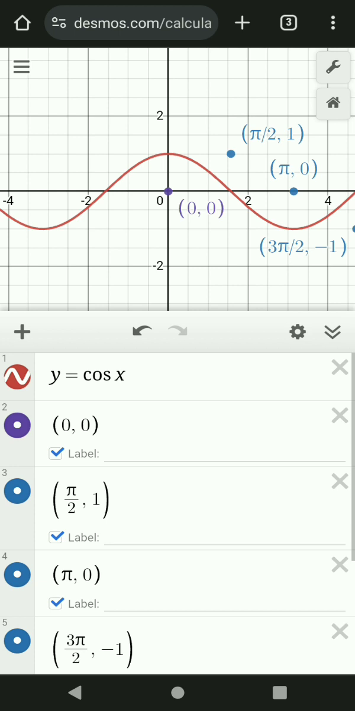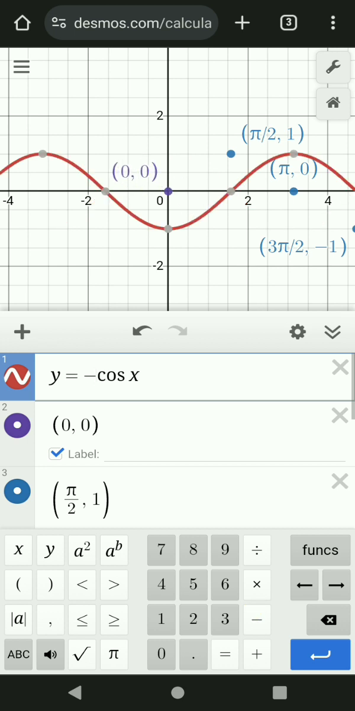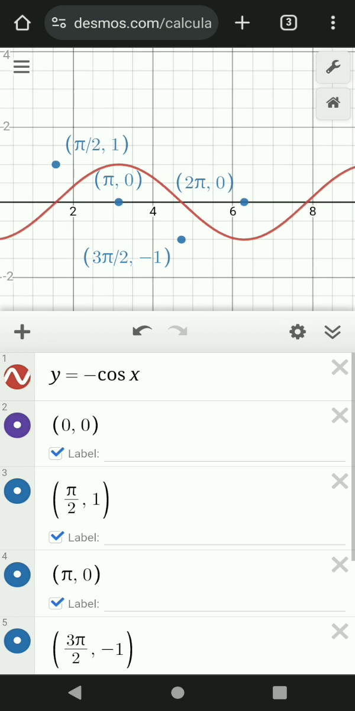Now can you guess what negative cos looks like? Whenever you put a negative sign in front of a function, it's going to reflect over the x-axis. So therefore, the negative cosine x will look like this. It starts from the bottom, going up and then back down again, and goes on back and forth.